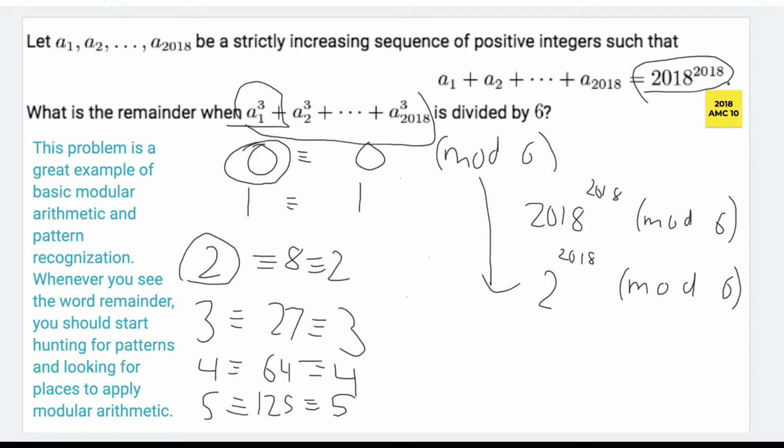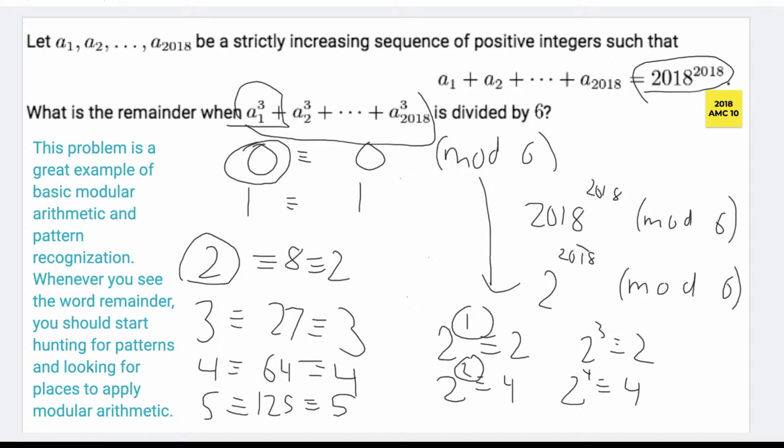2 to the 1 equals 2 in mod 6. 2 to the 2 equals 4 in mod 6. 2 to the power of 3 equals 2 in mod 6. That means if you divide it by 6, the remainder is just 2. 2 to the 4 equals 4 in mod 6. It's cycling. The remainder is 2, 4, 2, 4, 2, 4. For every odd power, it's 2, and for every even power, it's 4. In this case, 2018 is an even power. That means the remainder is 4.